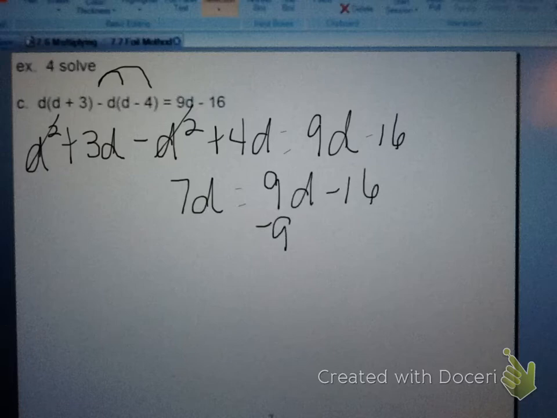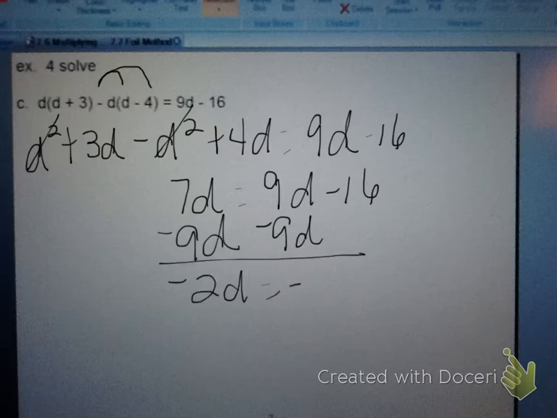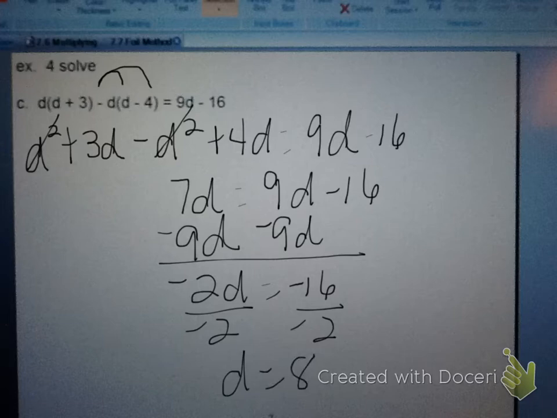I have to subtract the 9d on both sides because that 7d is sitting over there all by itself. So that's negative 2d is equal to negative 16. Divide both sides by negative 2, and I get d is equal to positive 8.